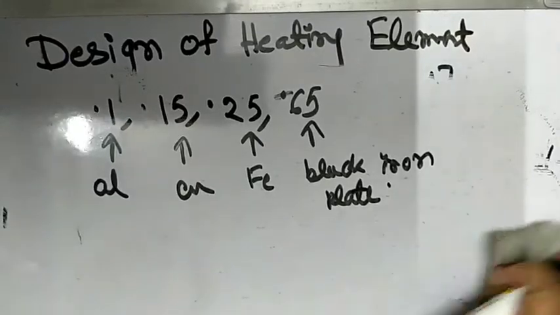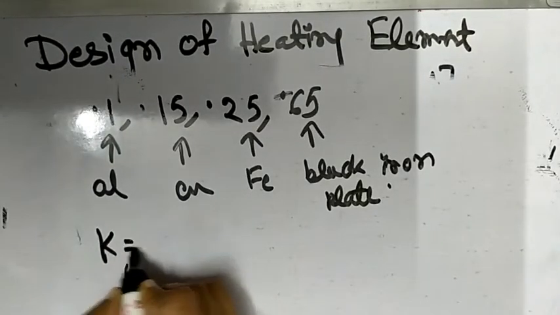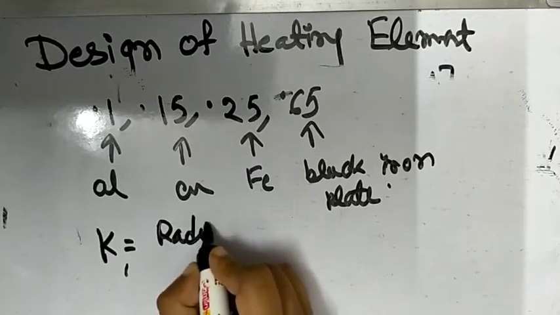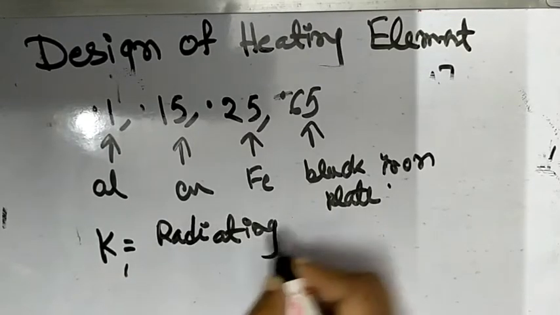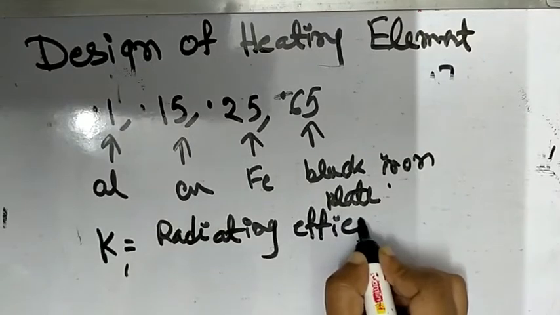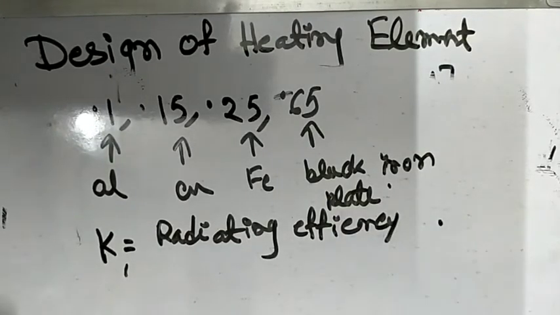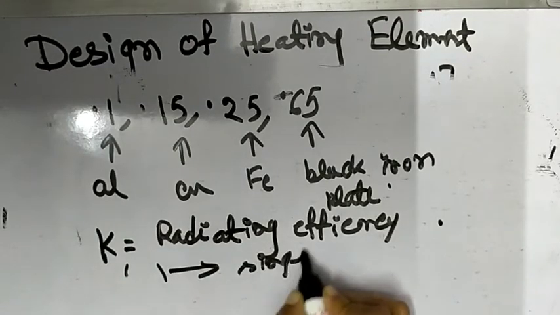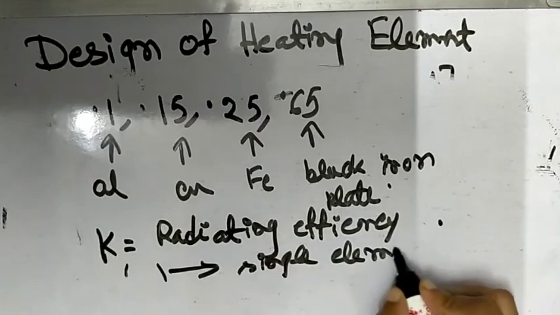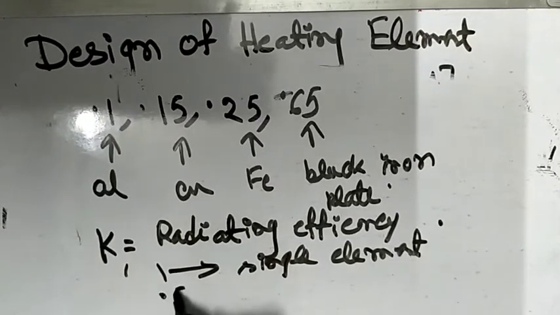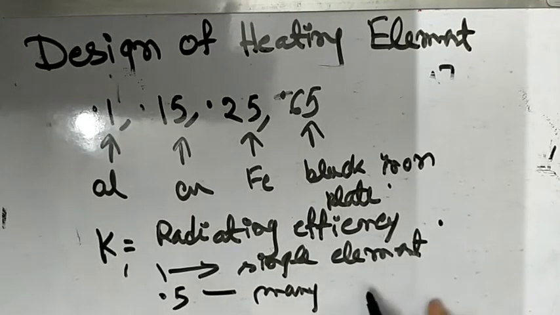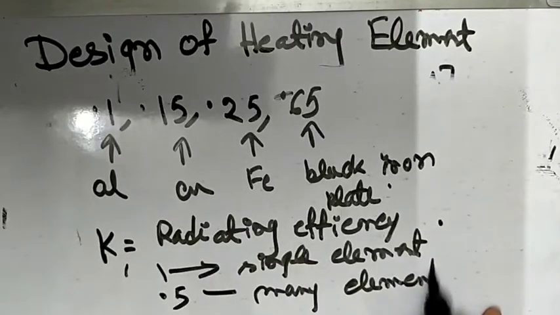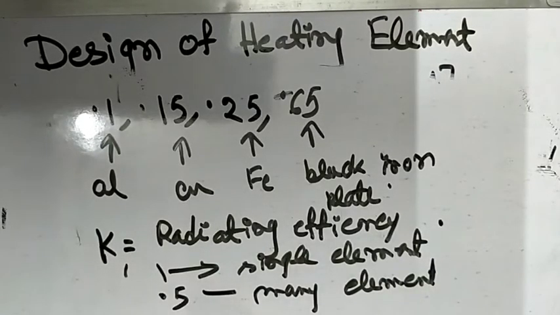And K is the radiating efficiency. Its value depends upon the disposition of heating element, and its value is 1 for single element and may go down to 0.5 for many elements. Both E and K are dimensionless.